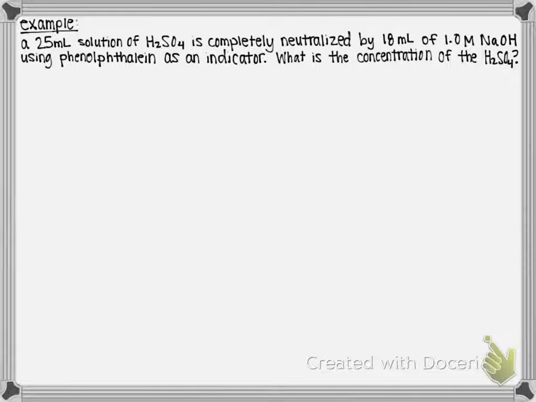So write down this example. A 25 milliliter solution of H2SO4 is completely neutralized by 18 milliliters of 1 molar NaOH using phenolphthalein as an indicator, and that's the indicator we're going to use in the lab. What is the concentration of H2SO4? So your equation is MAVACB equals MBVBCA. So those coefficients come from the balanced equation.